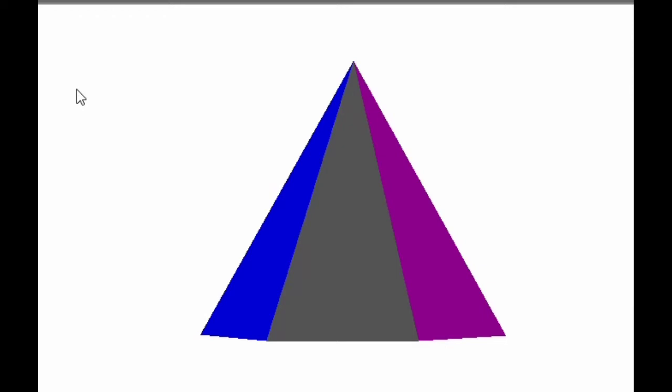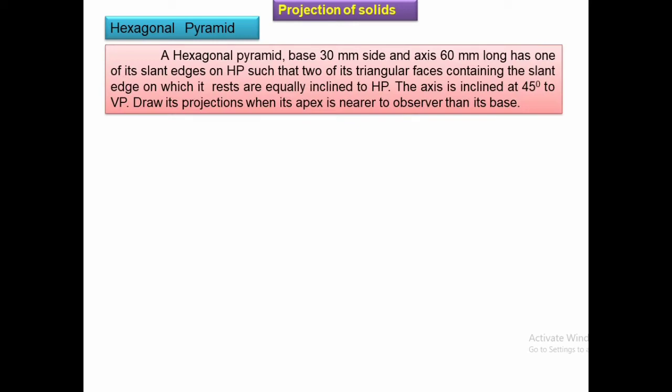Now let us try to understand how to draw the projections for different positions with respect to the problems. We'll try to understand the projections of the hexagonal pyramid by taking some typical problems and trying to understand how to draw the different views with respect to HP and VP. Now consider a simple problem: an hexagonal pyramid having a base width of 30 mm and axis 60 mm long with one of its slant edges on HP.